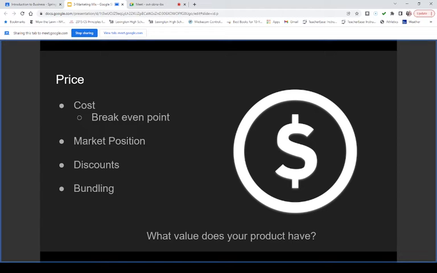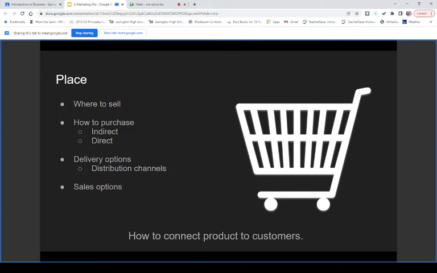The basic question with price is, what value does your product have? That goes beyond just the product itself into how the customers perceive it. Place refers to where you're going to sell your product, and now with the internet, we have a lot more flexibility with how we're going to deliver a product to customers. We don't necessarily need to go through traditional brick and mortar sales.